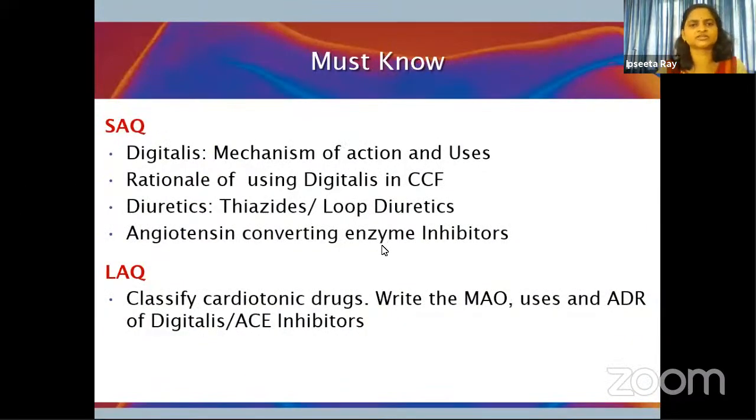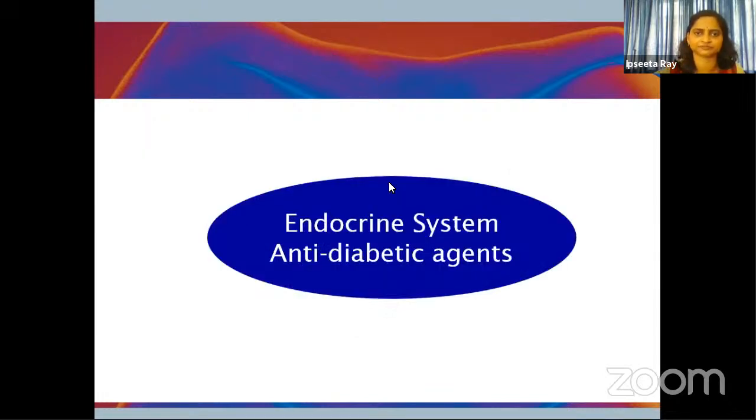So the must-know questions under this topic: cardiac glycoside digitalis, mechanism of action, therapeutic uses. What is the rationale of using digitalis in congestive cardiac failure? Then diuretics, loop diuretics are mainly preferred. Why? What is the mechanism? Then ACE inhibitors, this we should all know in detail. As a LEQ, what can be expected? Classify cardiotonic drugs, write mechanism, uses, and ADR of digitalis or the ACE inhibitors.